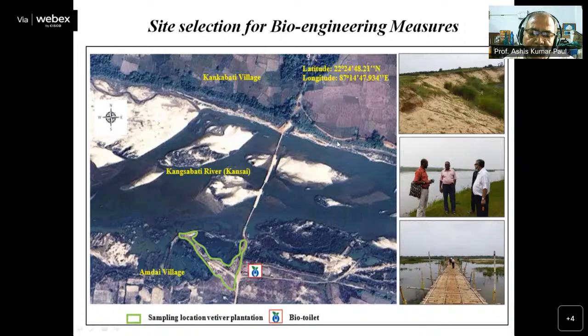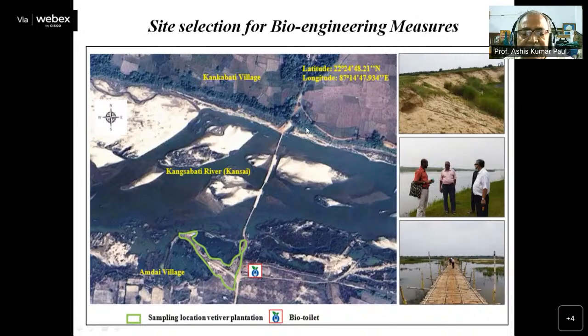But on the opposite bank of the Kangsabati, where Amdoi village is located, on the floodplain area, the sand banks are getting affected by the erosion, particularly at the time of the river floods, when huge amounts of water are released from the Mukutmanipur Dam in the upstream of the Kangsabati River. And our bio-toilet is located here. So this is the study area where Amdoi village is located. And here you can see the actual field where our workshop and field implementation program was conducted, with the vetiver grass plantation.